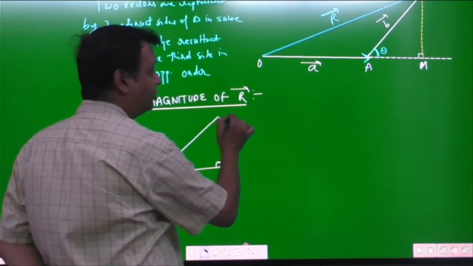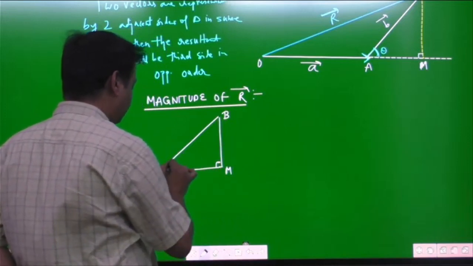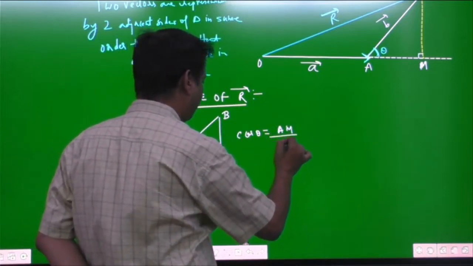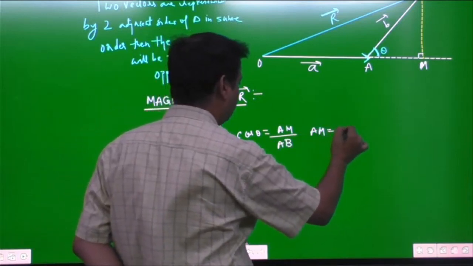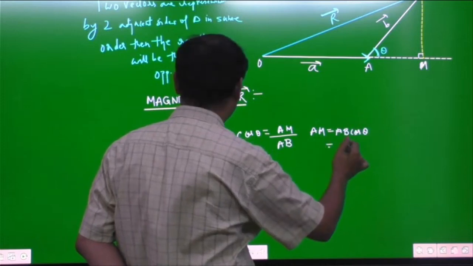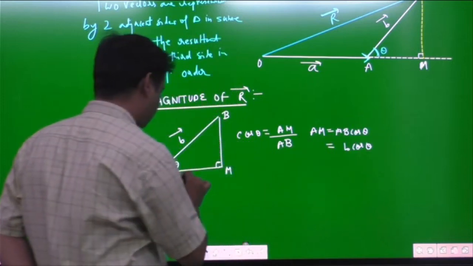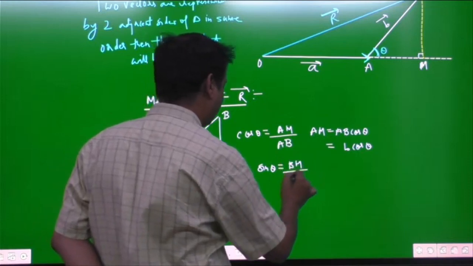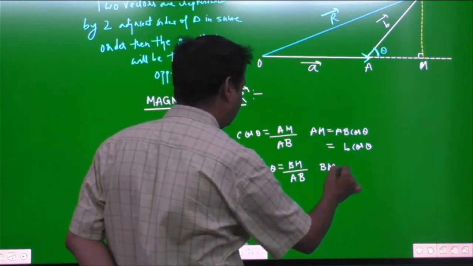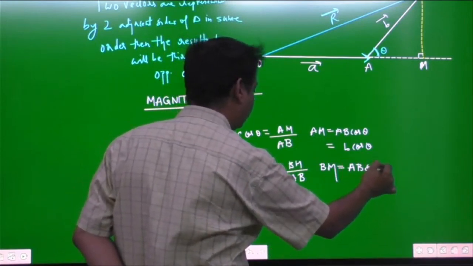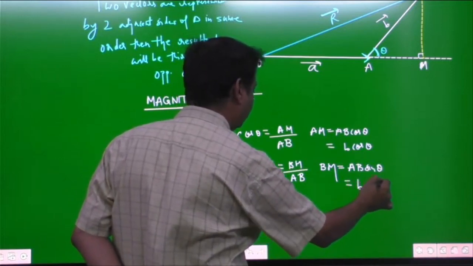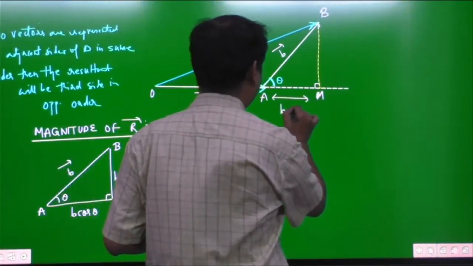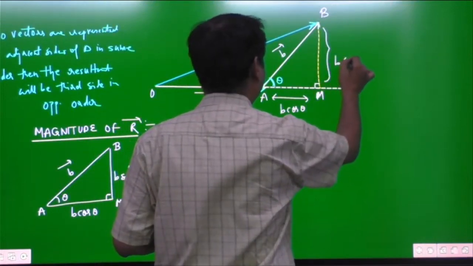I'm applying the detailed approach here, because I'm doing the complete working. In triangle BMA, this angle is theta, and this is vector B. So when you apply cos theta, it will be AM by AB. So AM will come to be AB cos theta, and AB is the magnitude of vector B. So it will be B cos theta. And sin theta will be perpendicular by hypotenuse. So BM will come to be AB sin theta, so I'll get B sin theta. So I got this side as B cos theta and this side as B sin theta.